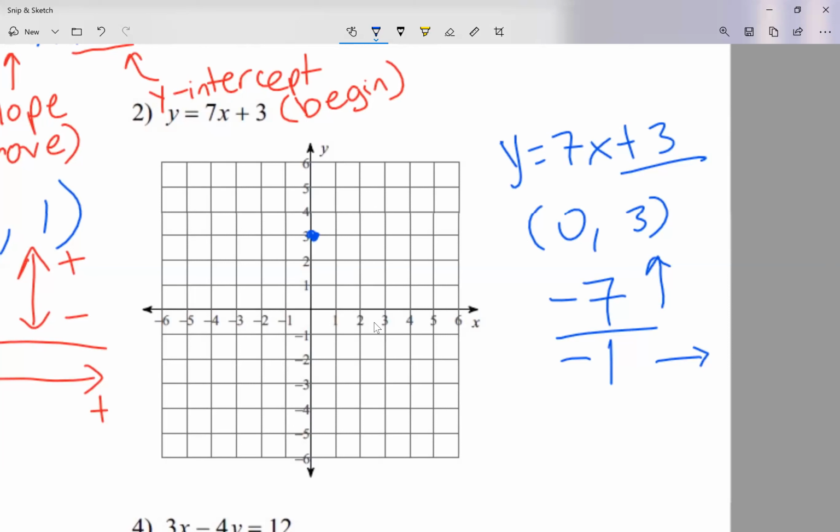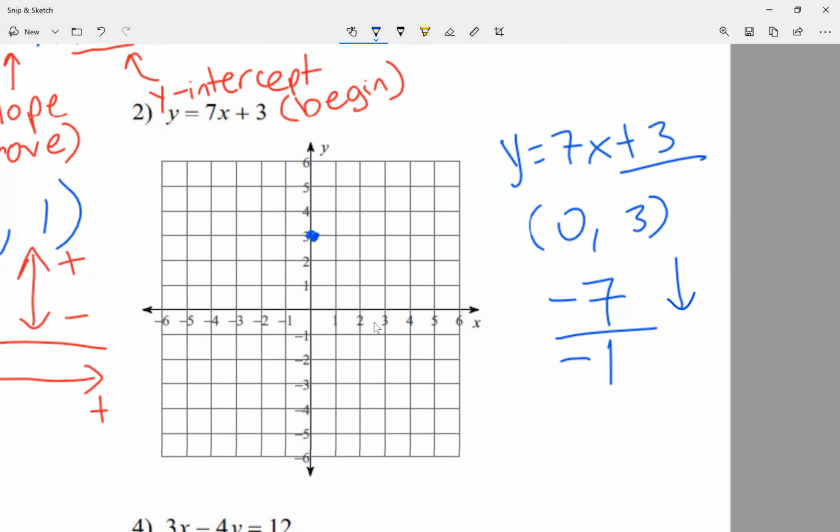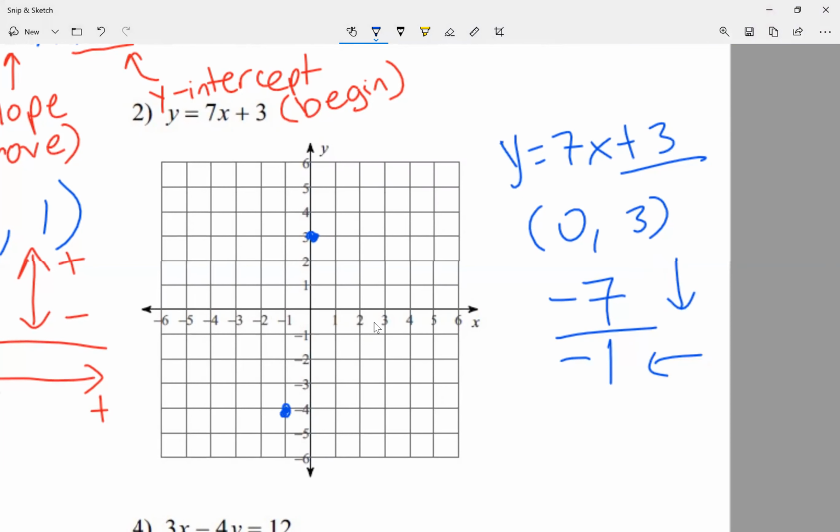I'm going to switch the signs. So if one of them was a negative to begin with, change it to positive. Now this thing says go down 7 and 1 to the left. Now look, from the point that I have, let me go down 7 and 1 to the right. Now I have a point inside of the picture.